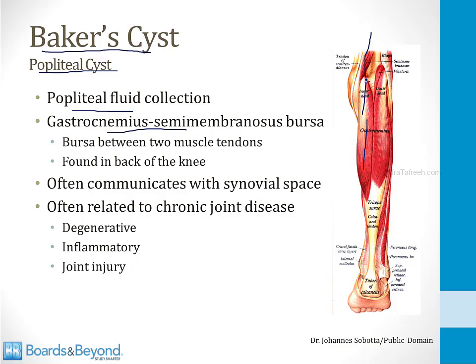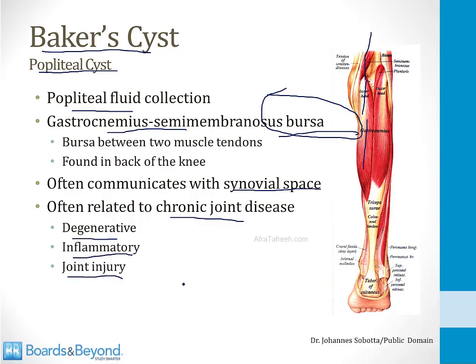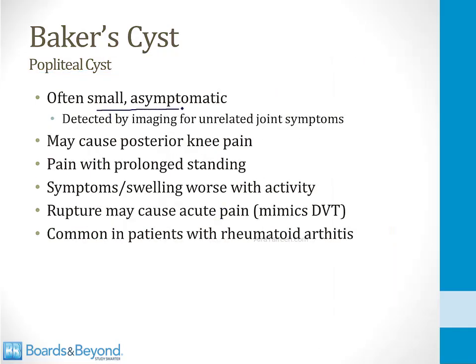Now, what you need to know about this condition is that this bursa between these two muscle tendons often communicates with the synovial space of the knee. So people who have chronic joint disease of the knee and any form of arthritis often have fluid accumulate in this bursa. So for example, people with degenerative osteoarthritis or inflammatory arthritis or any type of joint injury will often go on to develop a Baker's cyst because the synovial space of the knee will communicate with the bursa behind the two muscle tendons. These cysts are often small and asymptomatic.